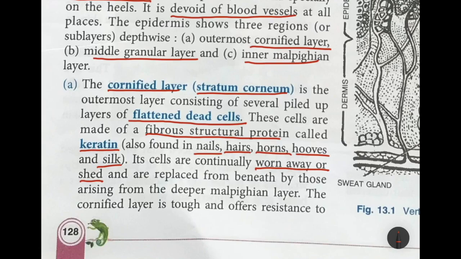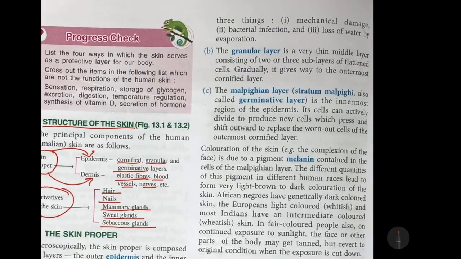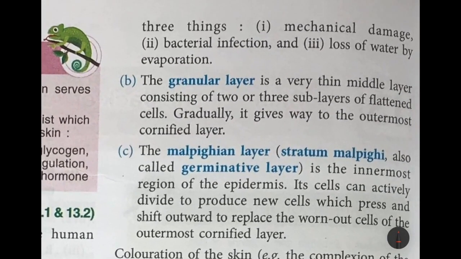Now, the conified layer is tough and hard, and offers resistance to three things: mechanical damage, bacterial infection, and loss of water by evaporation. So the stratum corneum has three functions. It offers resistance against mechanical damage, does not allow bacterial infection, and does not allow loss of water by evaporation.